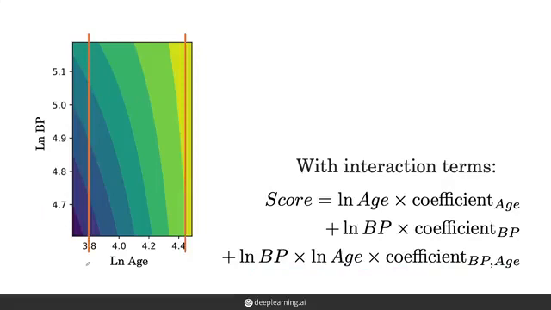With interaction terms, if we were asked about the relationship between blood pressure and the risk score, we would say that it depends. Let's fix the age and look at how the risk changes when the blood pressure changes. On the left, we first fix the age, the log of the age at 3.8, and we see that the risk is increasing as the blood pressure is increasing. But on the right, when we fix the age, we see that the risk is staying the same, staying in the yellow band as we're increasing the blood pressure.